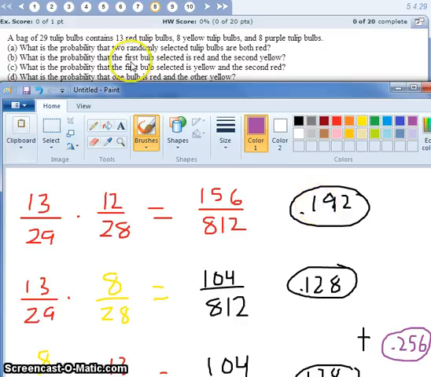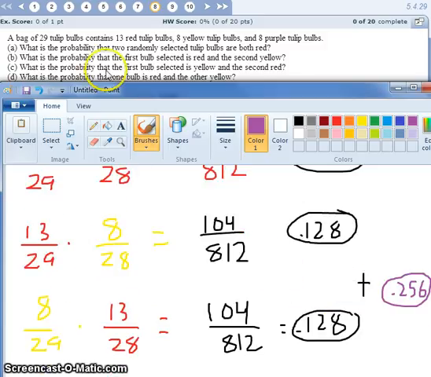What's the chances that the first is red and the second is yellow? The first one being red, there's 13 out of 29. And there's 8 yellow bulbs and only 28 left in the bag, so that's the chances that the second one is yellow, and you get 0.128.